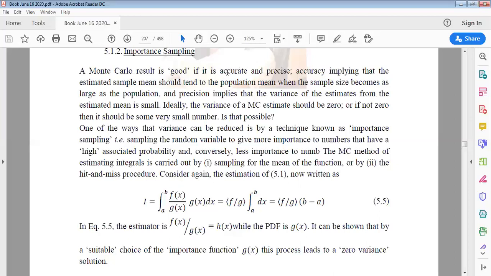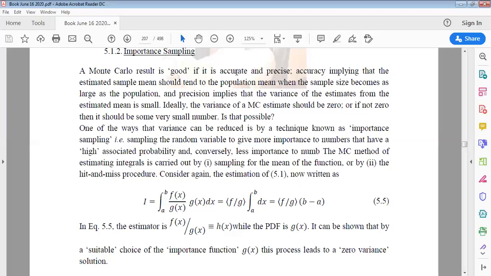So the sample mean should be very close to the population mean, and that's what we call an accurate answer. Then there is the precision of a Monte Carlo result. The word precision in Monte Carlo is associated with standard deviation, variance, or the spread of your results. So the spread should be small, and that is what we mean by a precise answer. So an accurate and precise answer is called a good Monte Carlo estimate.